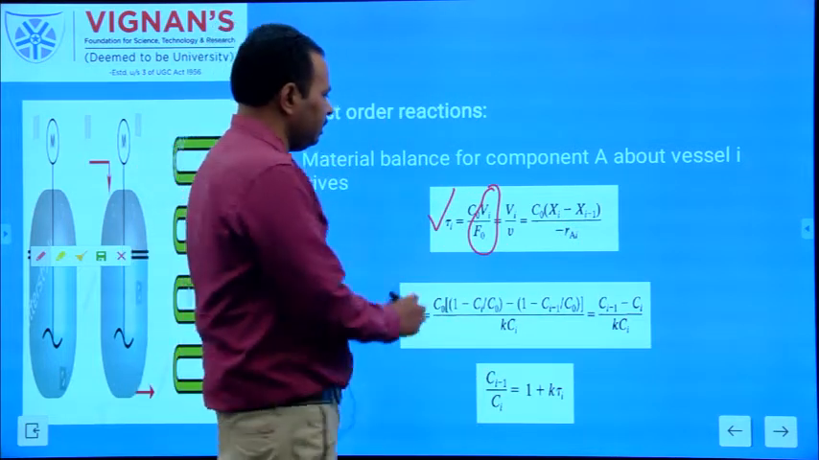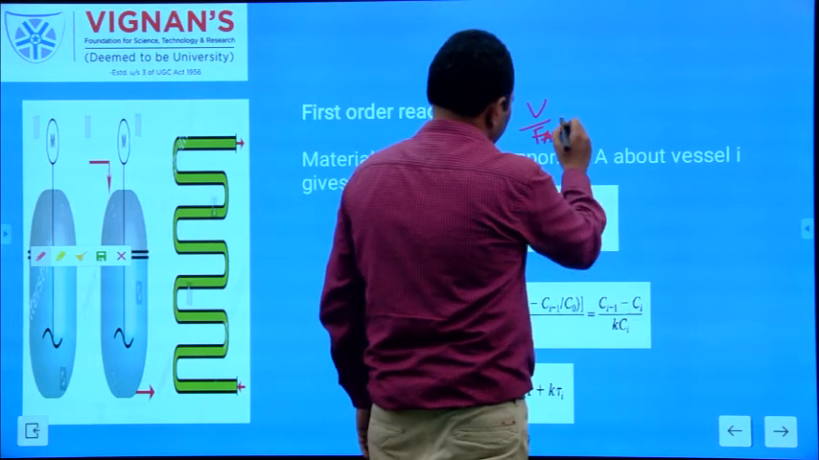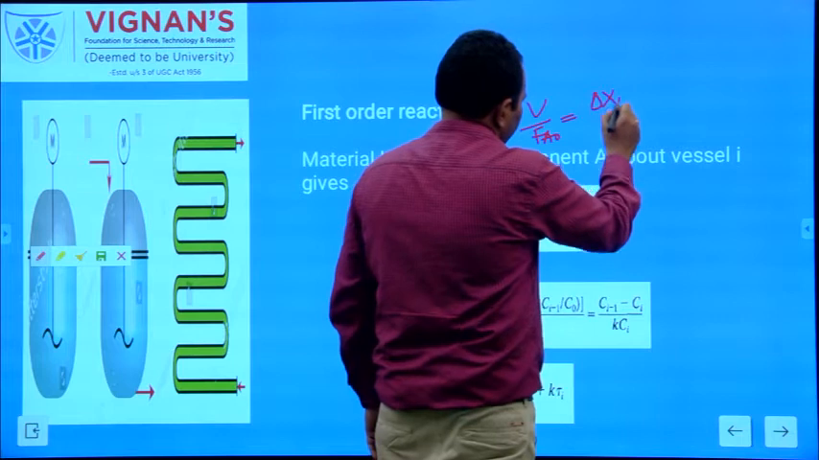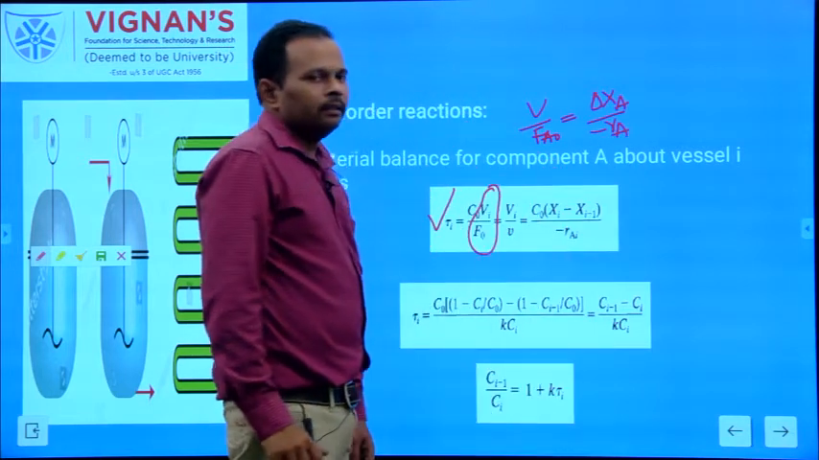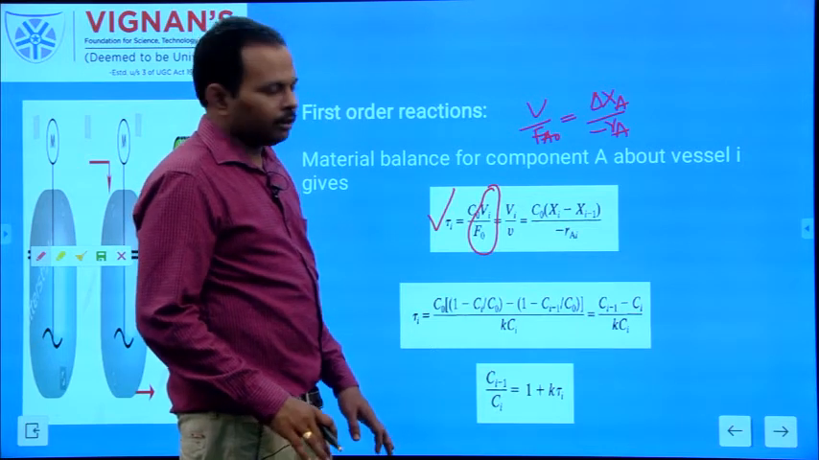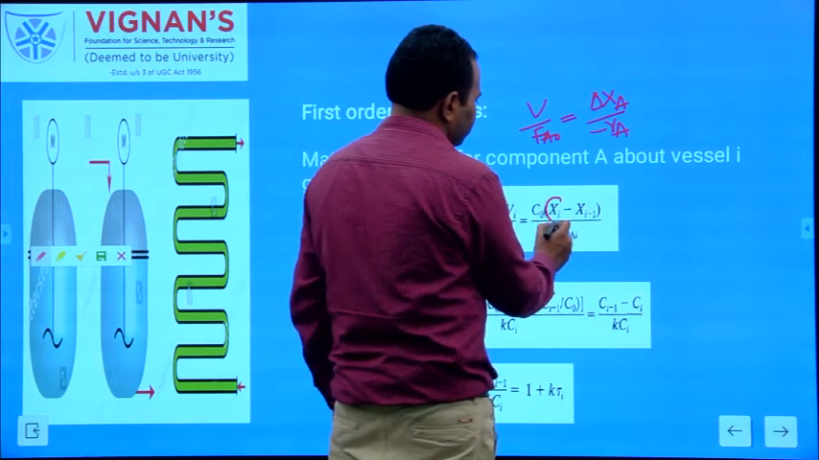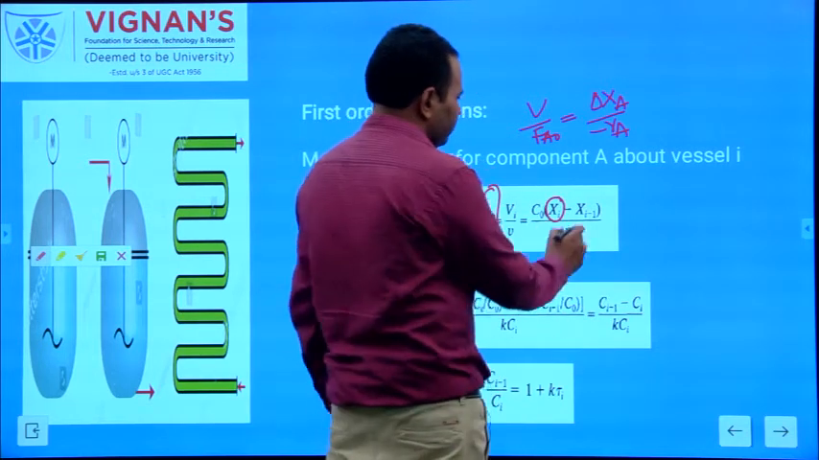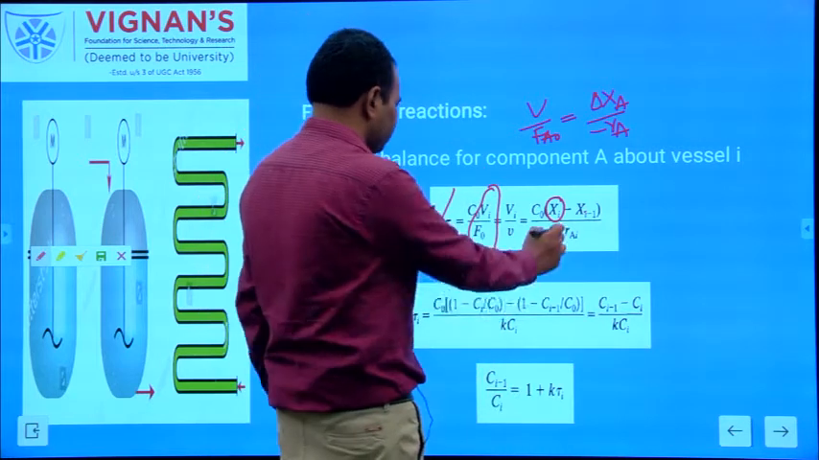I already said, in place of V by F naught, we wrote earlier del x A by minus Ri. So del x A is nothing but what? The previous reactor conversion minus current reactor conversion. That is C naught into Xi, the conversion of the ith reactor, minus Xi minus 1, the conversion of the previous reactor, divided by minus Ri.